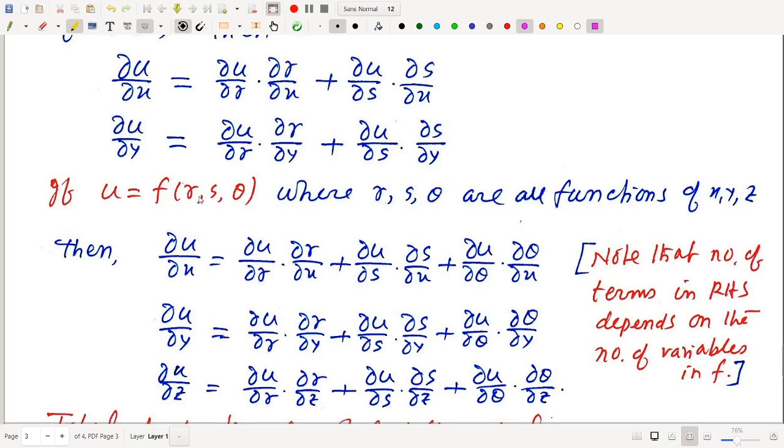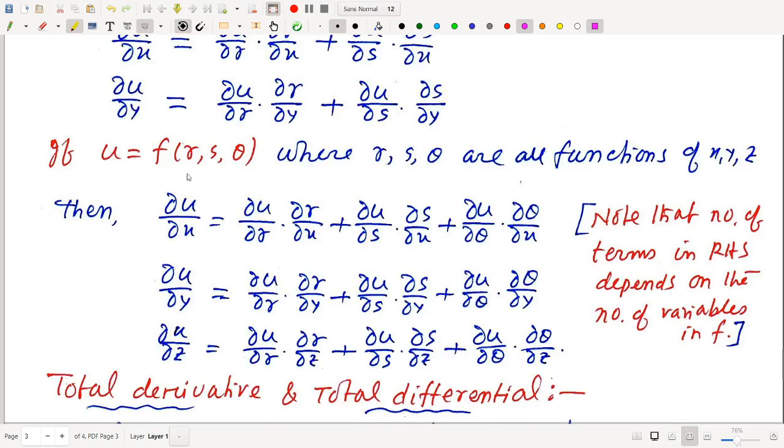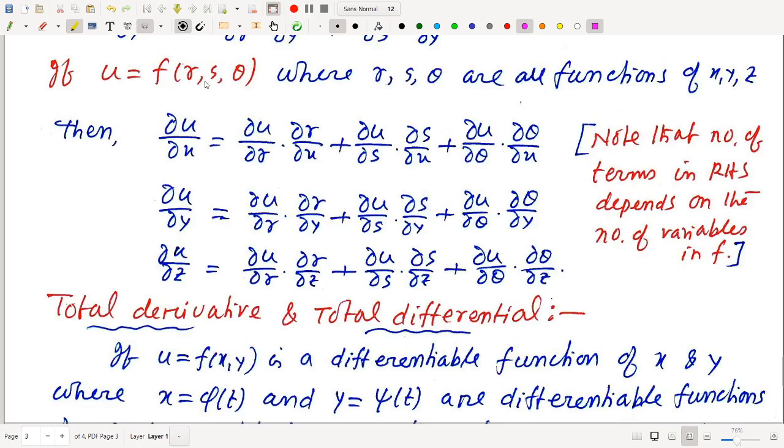Now if u is a function of three variables, say r, s, θ. We have seen u as a function of two variables r, s; here u is a function of three variables r, s, θ, where r, s, θ are all functions of x, y, z. In that case, what is ∂u/∂x? Ultimately u is a function of x, y, z, so ∂u/∂x will be ∂u/∂r into ∂r/∂x plus ∂u/∂s into ∂s/∂x plus ∂u/∂θ into ∂θ/∂x. Here we note that the number of terms on the RHS depends on the number of variables in f. In f there are 3 variables, that's why 3 terms.